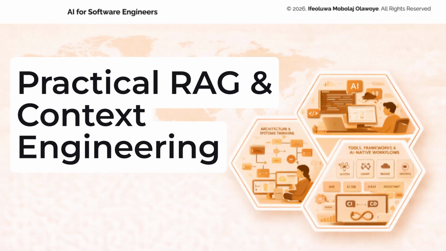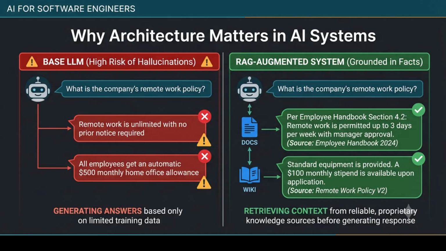Welcome to Module 4, which is Practical RAG, Retrieval Augmented Generation, and Context Engineering. In this first lesson, we're going to do something critical before writing any serious code. We're going to design the blueprint. We're going to understand it. Because here's the reality: most failed applications don't fail because of the model. They fail because of poor architecture.